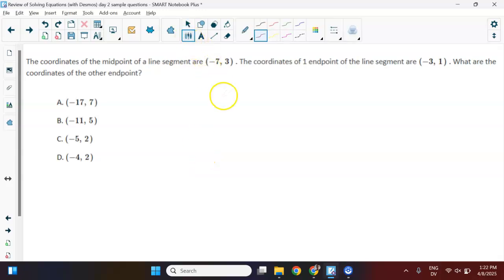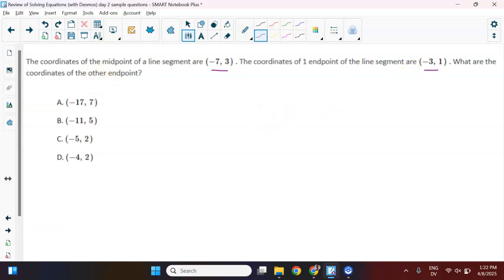Okay, I want to keep going over how to use Desmos to help here on this MCA. So far we've just been graphing equations, but now we're going to do points. Find the coordinates of the midpoint of a line segment. The coordinates of the midpoint of a line segment are that, and one endpoint is this. What are the coordinates of the other endpoint?